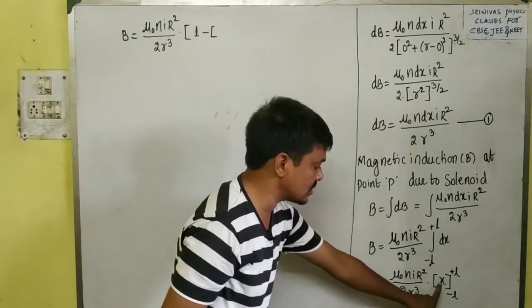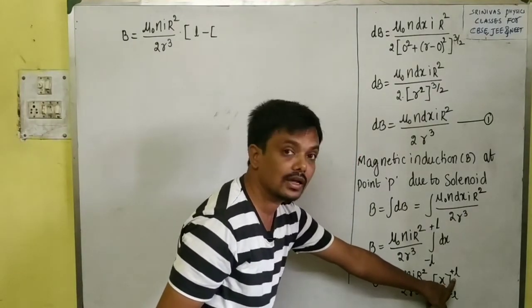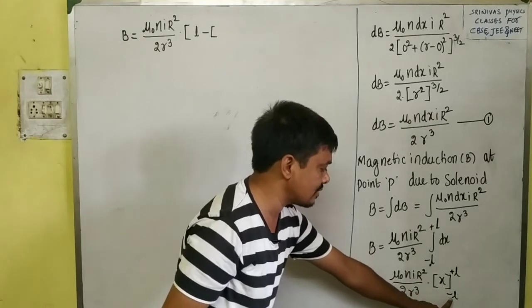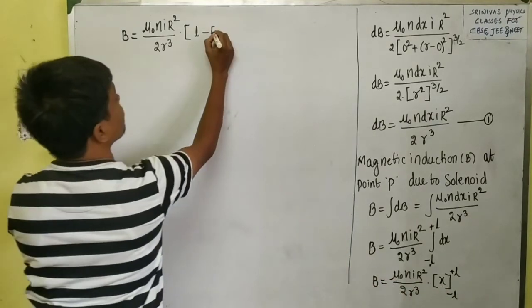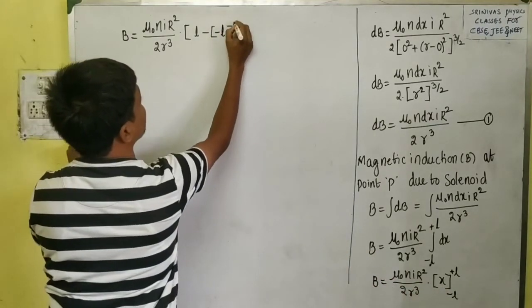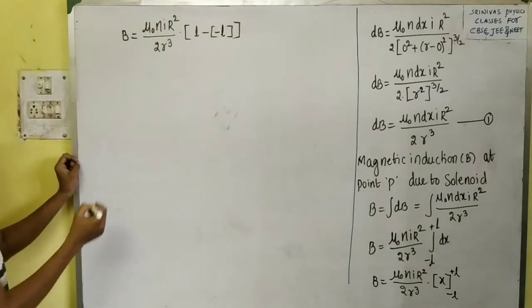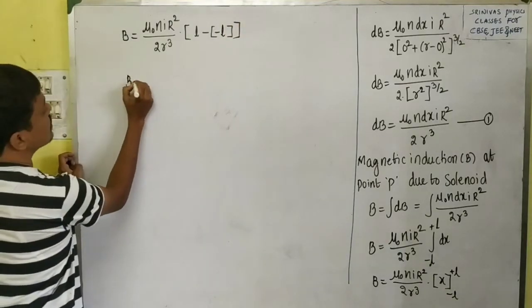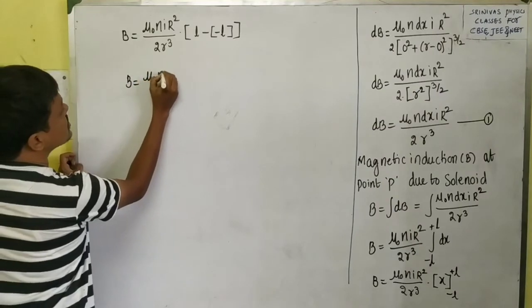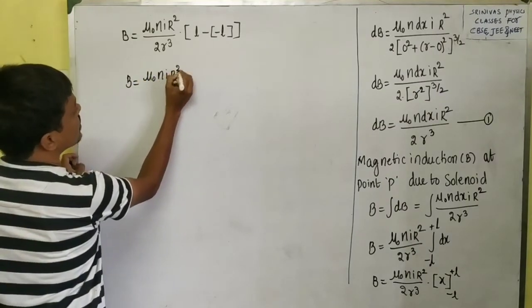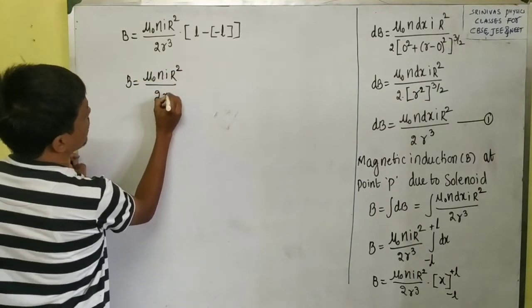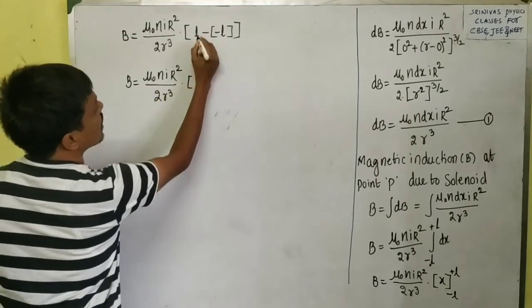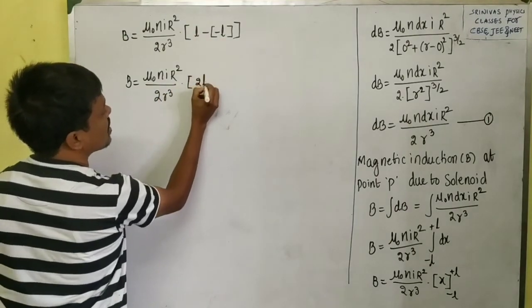How to substitute the limits? First in place of x we write plus L, later minus, and in place of x we write minus L. Right, now we have to simplify this. That is mu naught n I r square by 2 r cube into, this is L plus L, that is 2L.